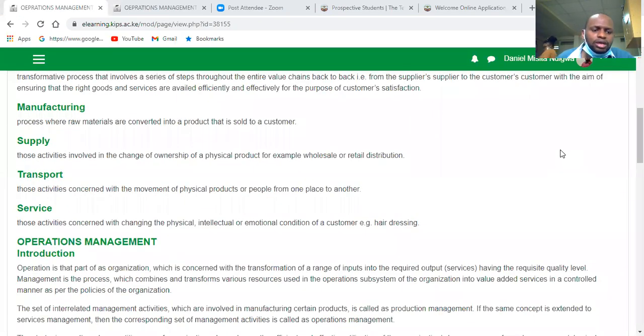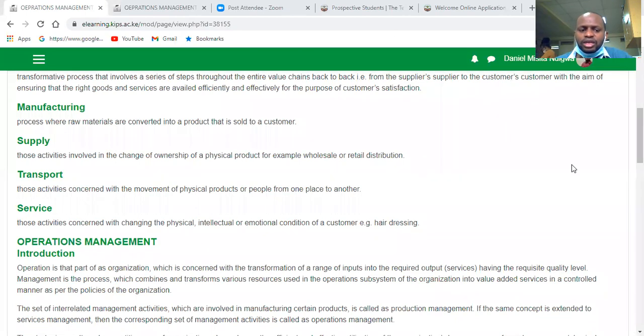We have supplies. These are activities that are involved in change of ownership of physical products, for example, wholesalers or retailers. Then we have transportation. Those activities concerned with movement of physical products or people from one place to another. And lastly, we have services. These are activities that are concerned with changing intellectual or emotional conditions of customers. For example, hairdressing is an example of a service.